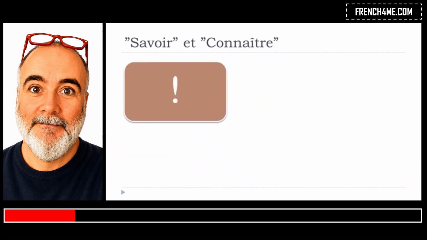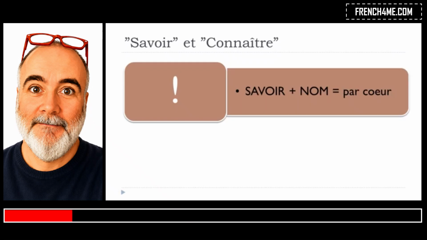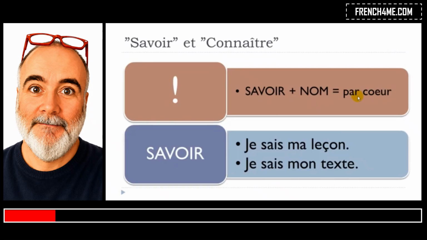But of course, there is one exception, and the exception is savoir plus a noun. You will use this structure only if you want to introduce this concept that we call in French par cœur, so by heart. Let's see one example. Je sais ma leçon. In that case, savoir, to know, ma leçon, my lesson. When you use je sais ma leçon, you really want to say that you know your lesson by heart. That's the reason why we use savoir in that case.